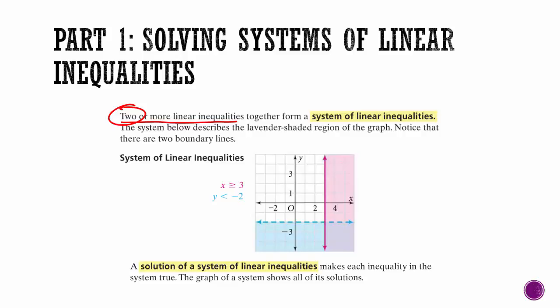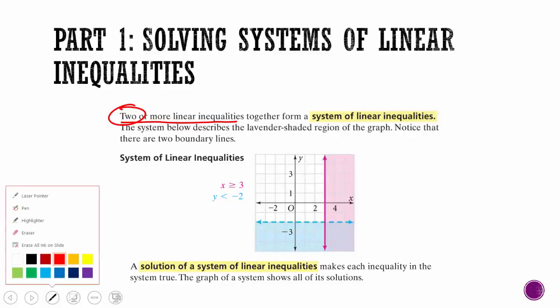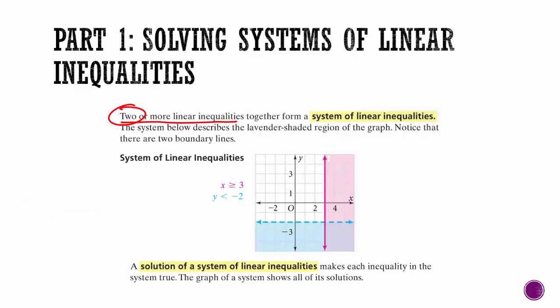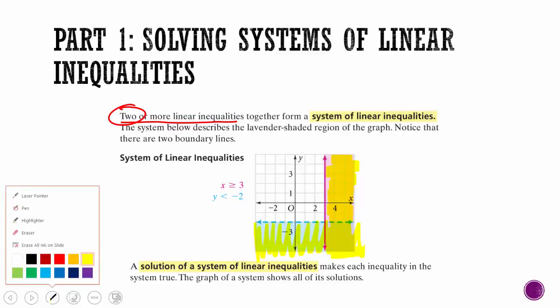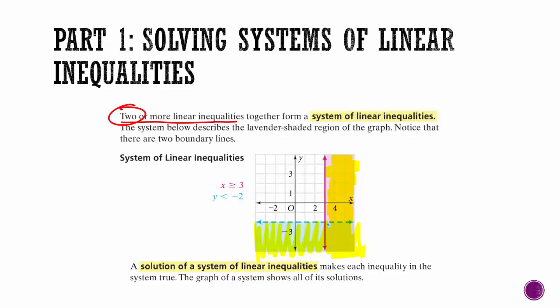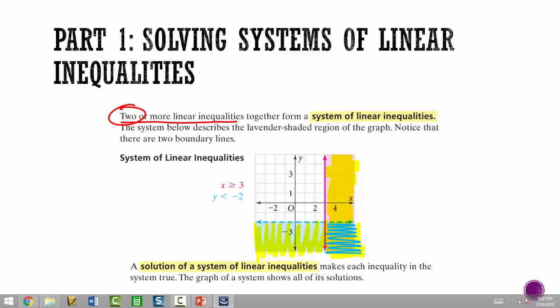The system below describes the lavender shaded region of the graph. Notice that there are two boundary lines. So when you are shading two different things on here, it's important to notice that this first side was shaded by the pink line, and then this second one was shaded by the blue line. Our solution is where these two things overlap. So that's what you need to look for. The overlap of this part is this guy right here.